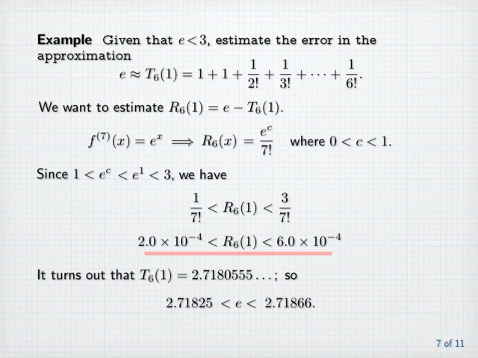The exact value of e, you may recall, rounds to 2.71828, so e is actually closer to the lower bound than it is to the upper bound in this inequality.